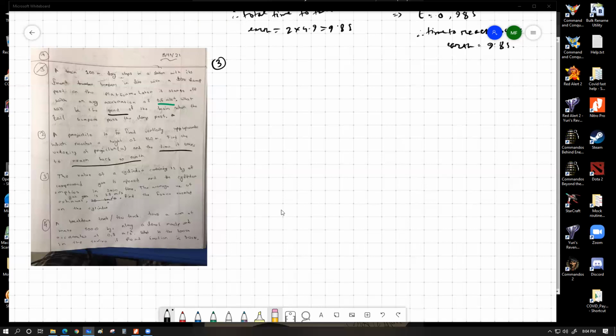Question number 3. The valve of a cylinder containing 12 kg of compressed gas is opened and the cylinder empties in 2-minute time. The average velocity of exhaust gas is 25 meter per second. Find the force exerted on the cylinder.